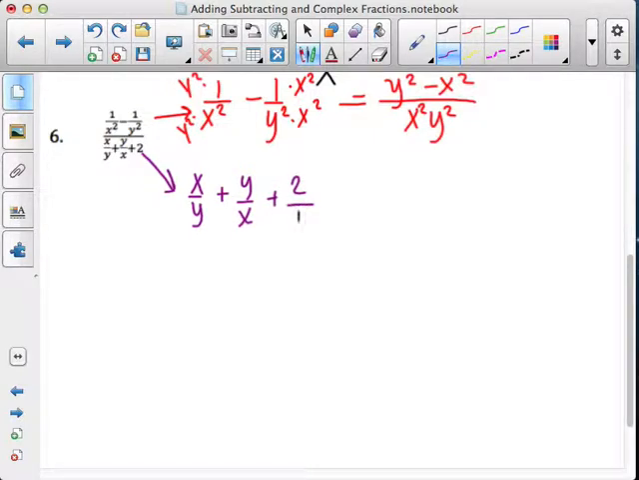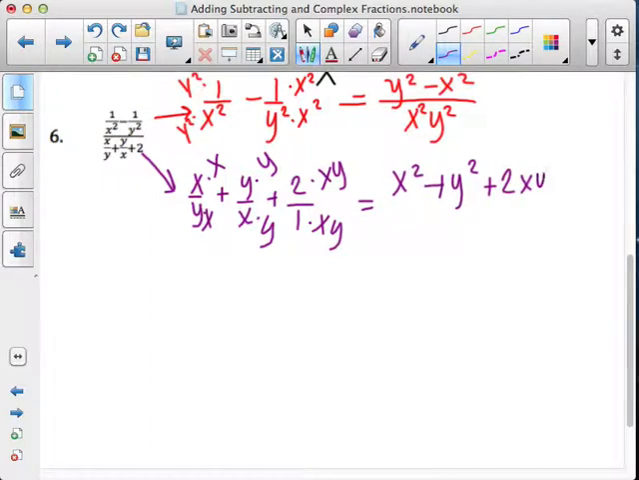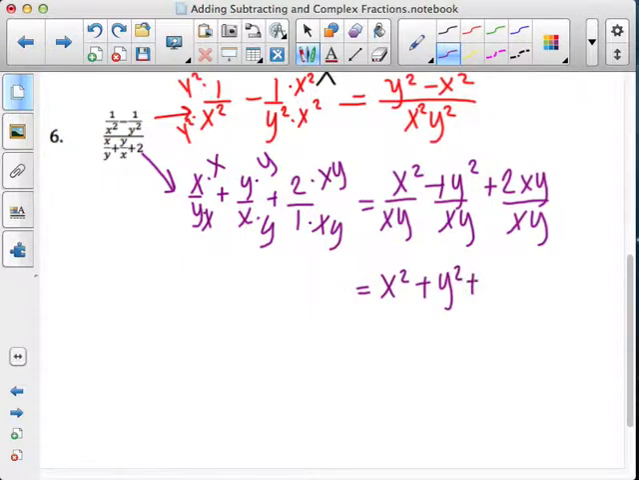Now down here, in the denominator, I have x over y plus y over x plus 2. So I know my least common multiple is going to be xy. So I need to multiply this by xy and xy. This is missing a y in the denominator, and this is missing an x in the denominator. So this ends up being x squared plus y squared plus 2xy, all over xy. So I have my common denominator. That gives me x squared plus y squared plus 2xy all over xy.